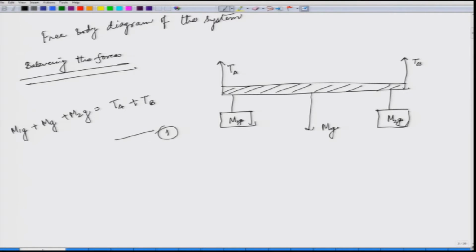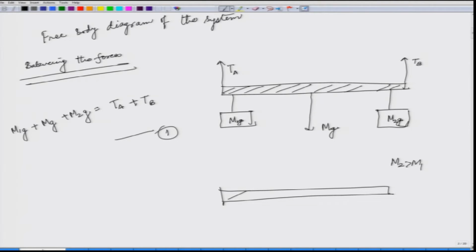Now, as given in the system, m2 is greater than m1. So, it is obvious that m2 will try to pull the rod more than m1, but there is no rotation in the system. So, if we are going to balance the torque, let us draw another diagram which shows how to balance the torque.